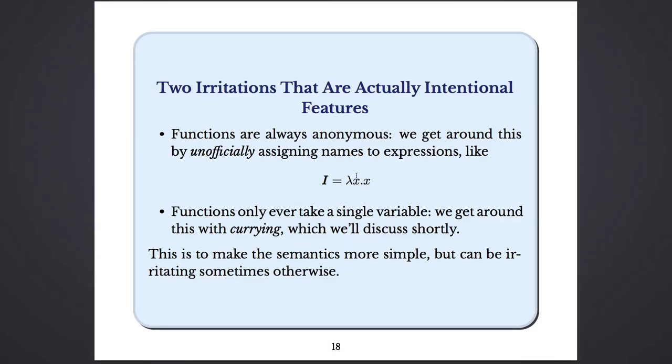The other irritating thing is there's only ever one argument to a function. There's never two, there's never five, there's never zero, there's always just one. And how we get around that is we do currying, which if you've been exposed to functional programming, you've probably seen before. But here it's absolutely necessary to get anything done. And so we'll talk about currying in just a little bit.